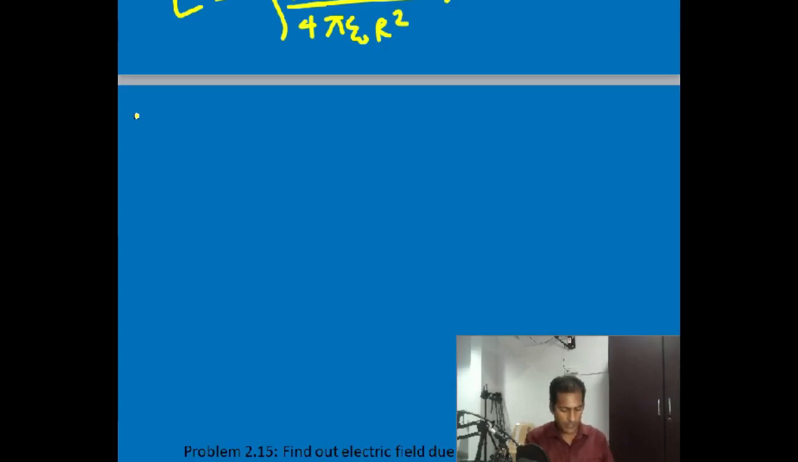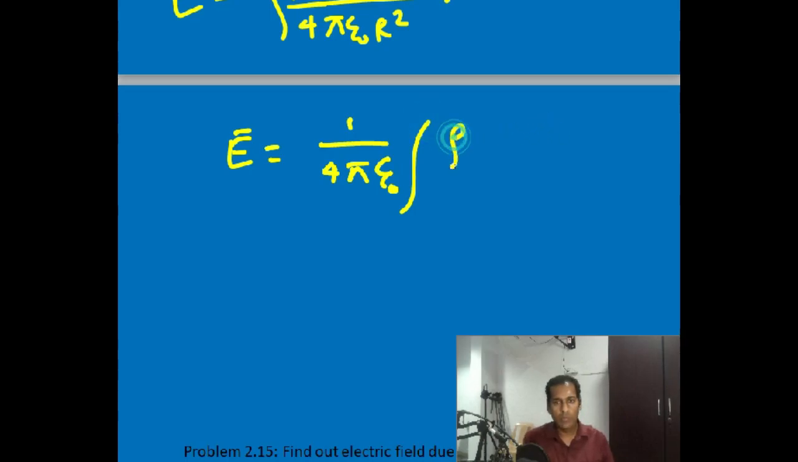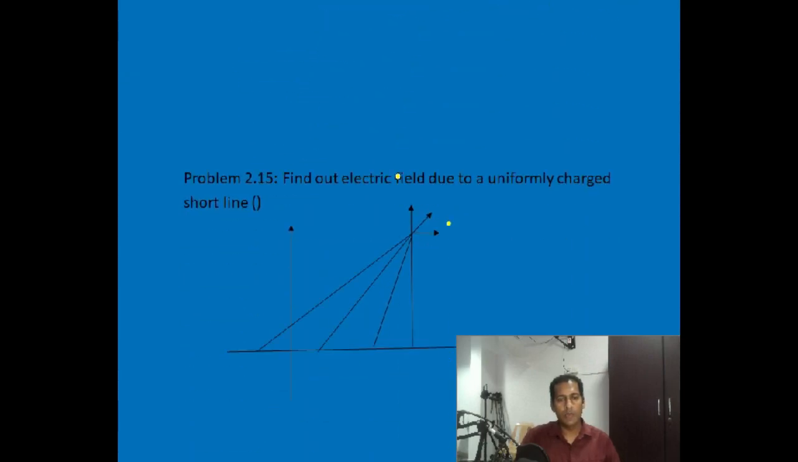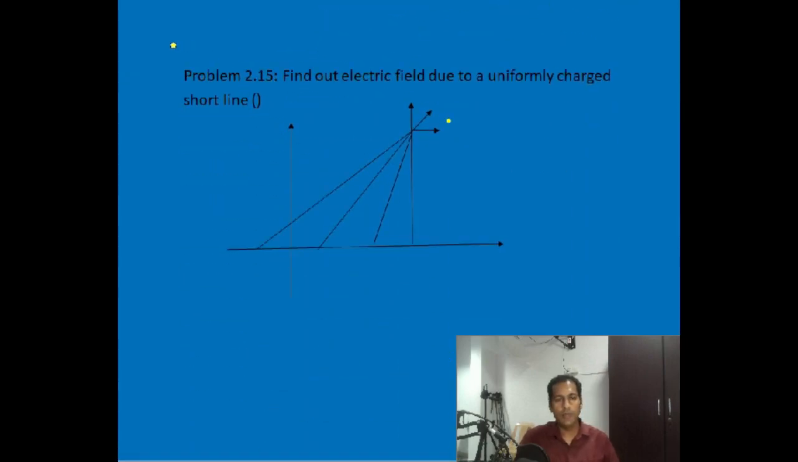So then next, we'll take out the constant. Say that is 1 upon 4 pi epsilon naught, integration for rho L for given position vector by R cube into dl. So this is the required expression for electric field intensity. So this is the example solution. Now let us move to next example.